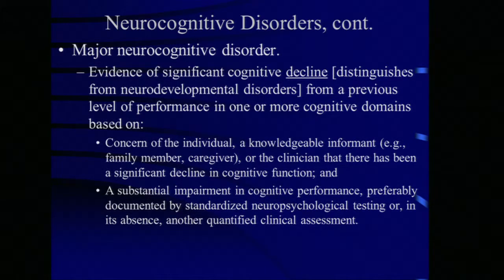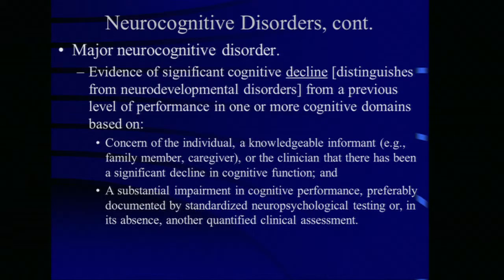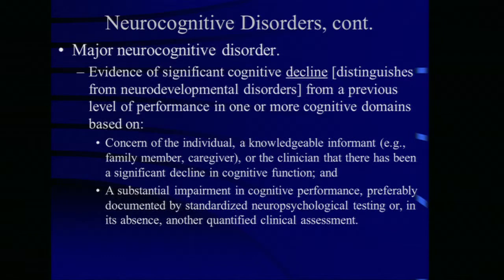The definition of major neurocognitive disorder is significant cognitive decline, and that's important because this differentiates it from neurodevelopmental disorder. It's decline from a previous level of functioning in one or more domains, based on concern of the individual, a knowledgeable informant, or a clinician that there's been a substantial decline. There's significant impairment in cognitive performance, preferably documented by standardized neuropsych testing. There was a lot of argument about that because they didn't want to require neuropsych testing to do this.